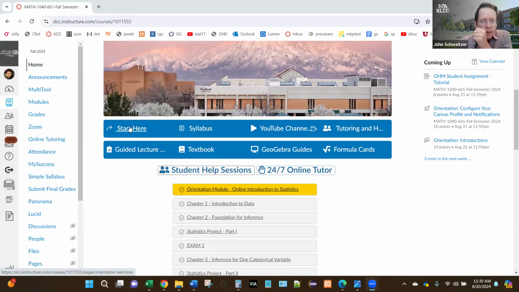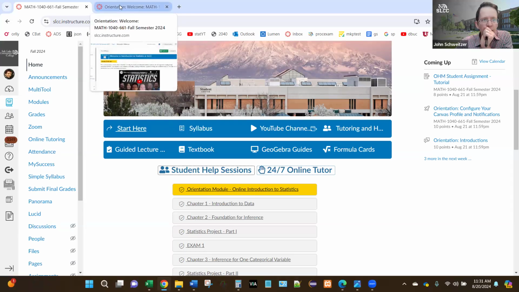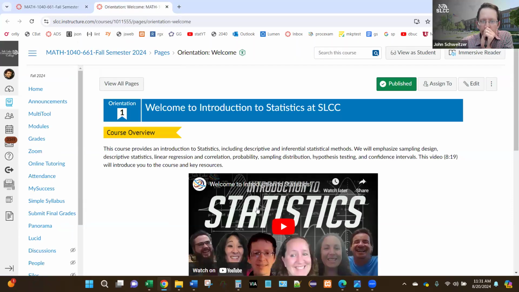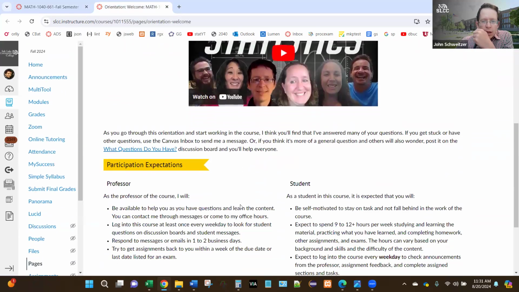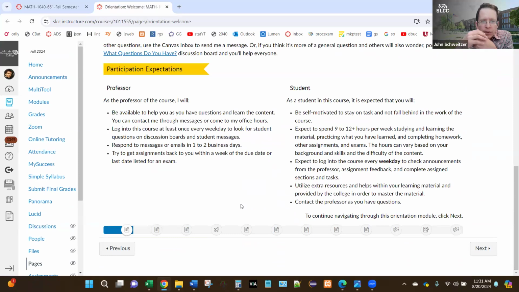So there's a lot in the orientation here. There's a lot more that I'm going to cover today in class, but I would like you to start by clicking there and working through the orientation. We have some of our documents in here and an introduction to the class, and it introduces you to how things will work this semester.